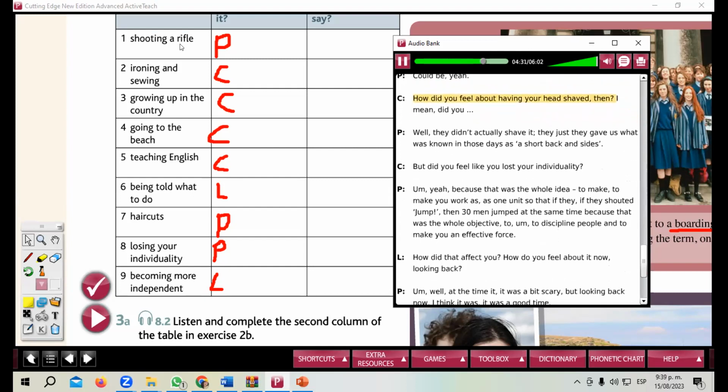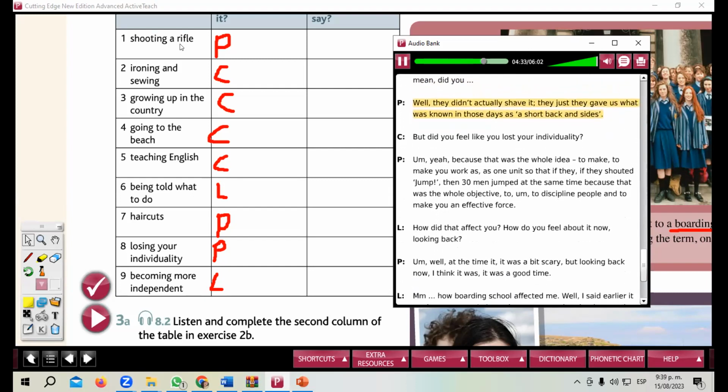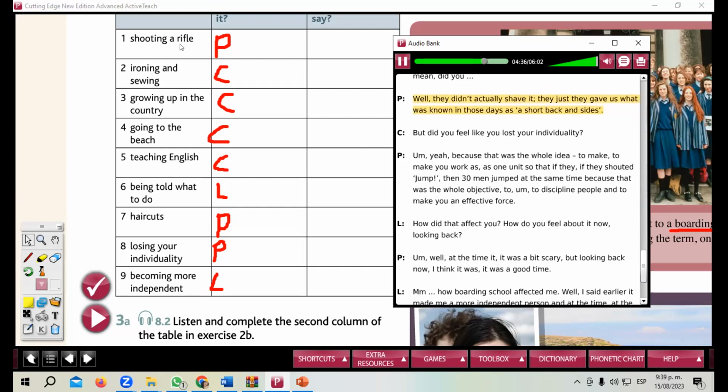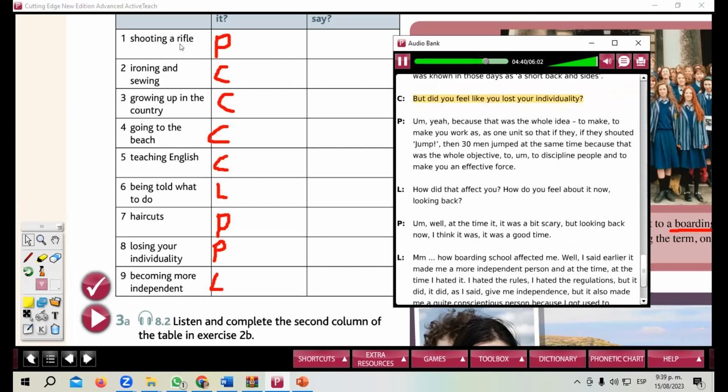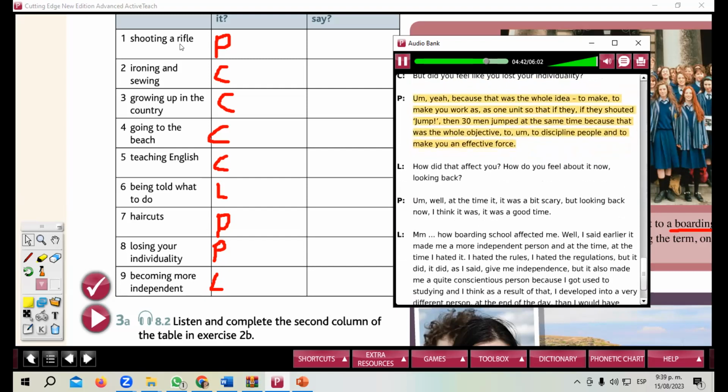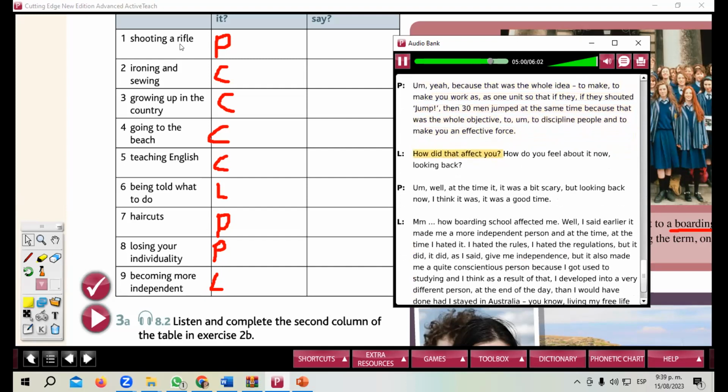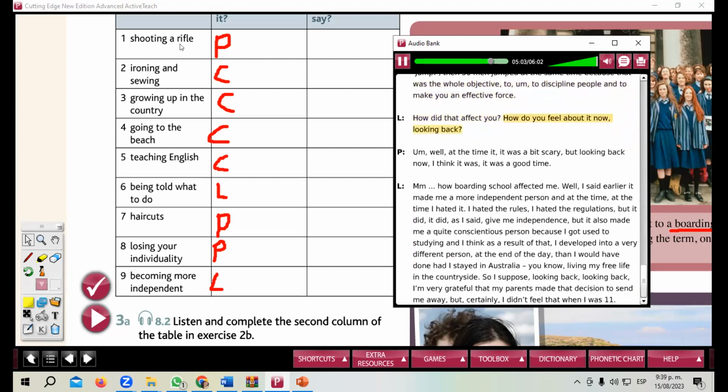How do you feel about having your head shaved then? Well, they didn't actually shave it. They gave us what was known in those days as a short back and sides. But did you feel like you lost your individuality? Yeah, because that was the whole idea, to make you work as one unit, so that if they shouted jump, then 30 men jumped at the same time, because that was the whole objective, to discipline people and to make you an effective force. How did that affect you? How do you feel about it now, looking back?